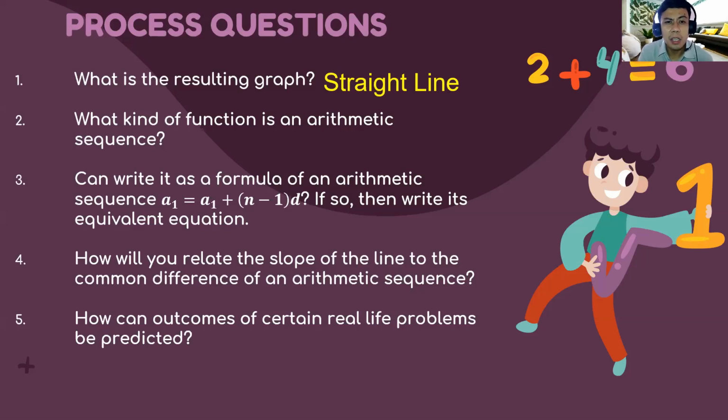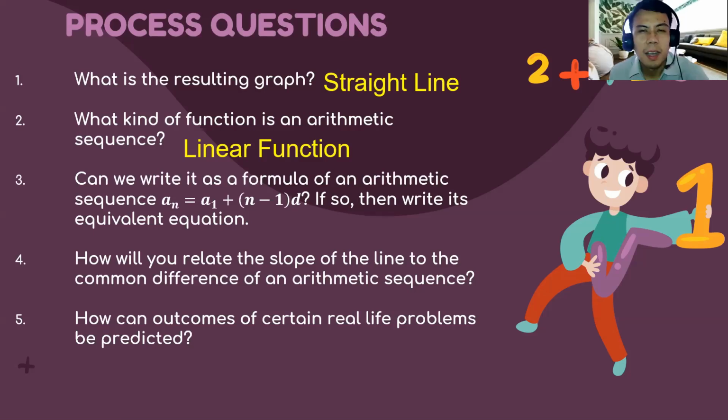So what kind of function is an arithmetic sequence? That is a linear function, right? It's one line. Because the graph is a function and a straight line, therefore it's a linear function. And I think you are very familiar with it because you had this when you were in grade 8. Okay, linear function. Let's go to the third question.